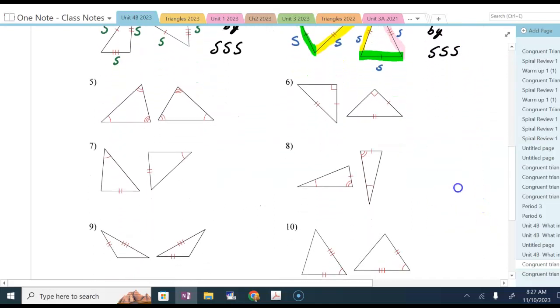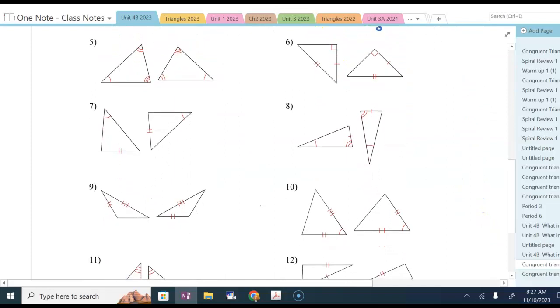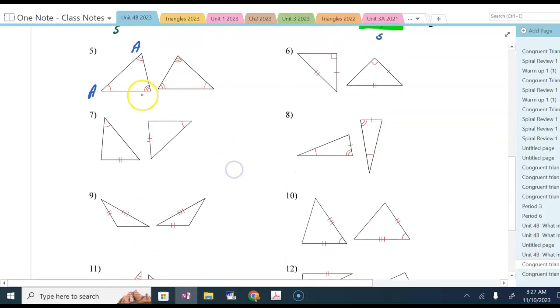Let's take a look at the next group of problems. So in problem number 5, we have 3 angles in the left triangle that are congruent to 3 angles in the right triangle. But in class, we talked about angle, angle, angle is not a method, so these triangles are not congruent.